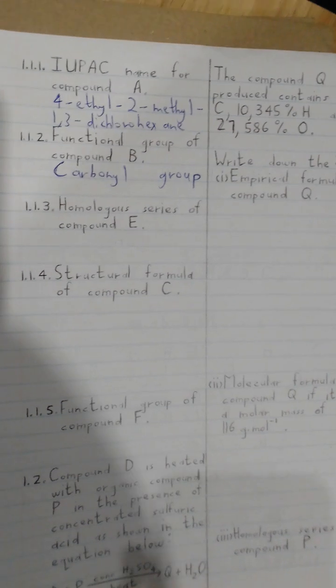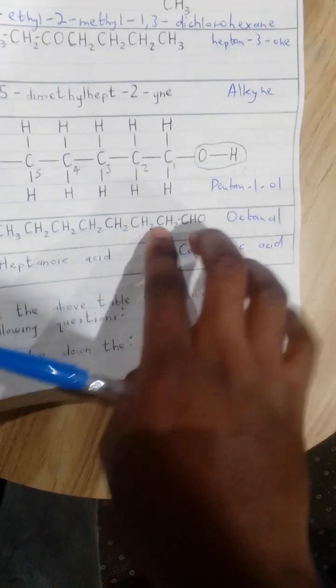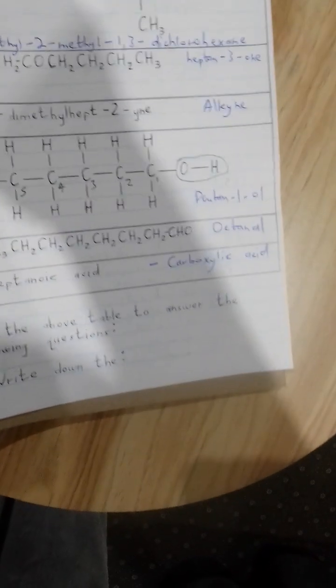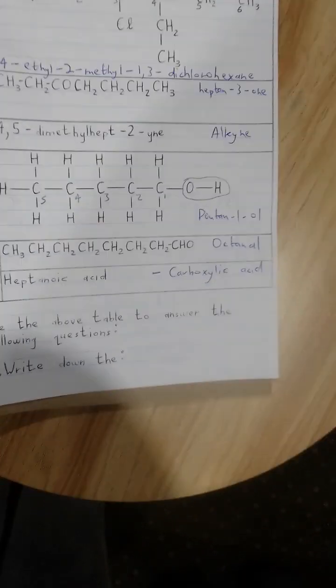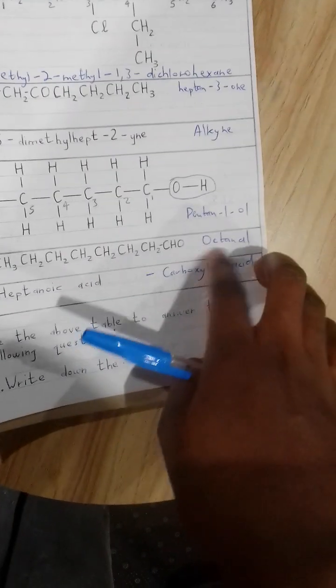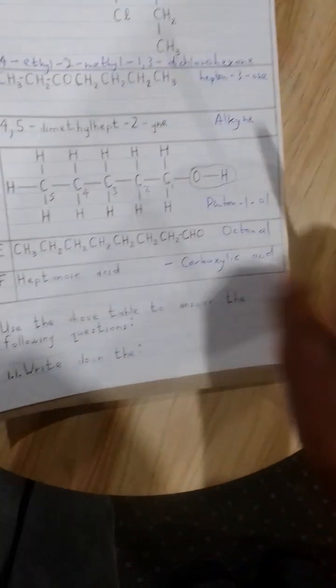1.1.3, homologous series of compound E. Homologous series of compound E. Remember, homologous series is the group to which its general formula belongs. So octanal is anything that ends with al is an aldehyde.